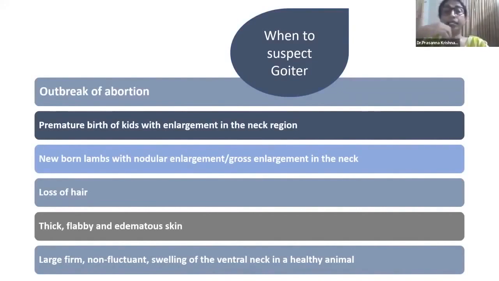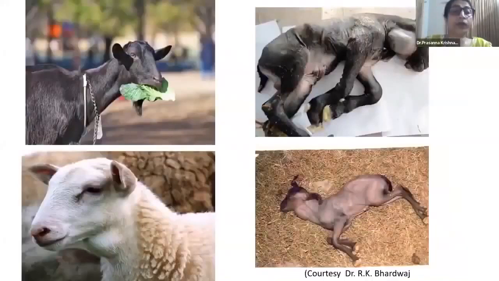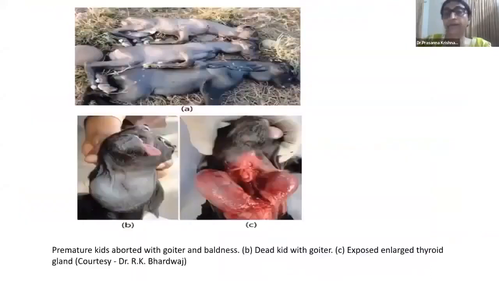So in all these conditions, you have to suspect goiter or iodine deficiency. Whenever your animal is fed with these goitrogenic substances, brassica leaves or cabbage leaves, you can see nodular enlargement of the ventral neck of this adult animal, as well as some fetuses and newborns. All these indicate iodine deficiency. Premature kids with goiter and baldness are exposed. This is from the net, just to show you the gravity of the situation.